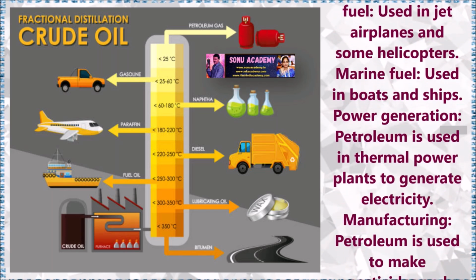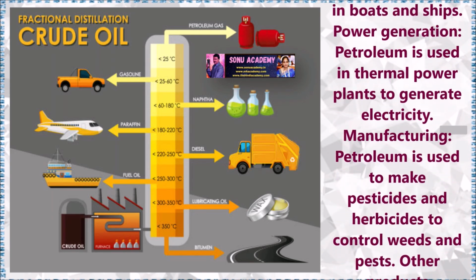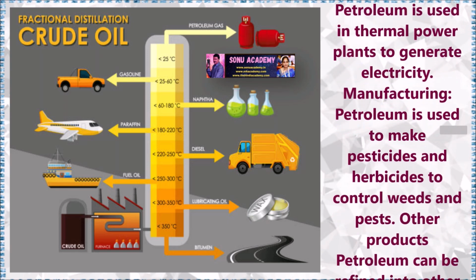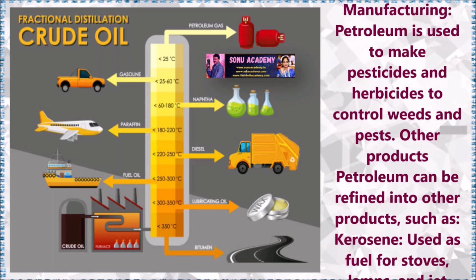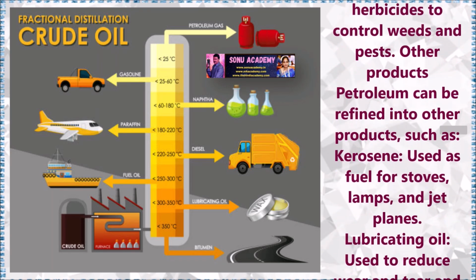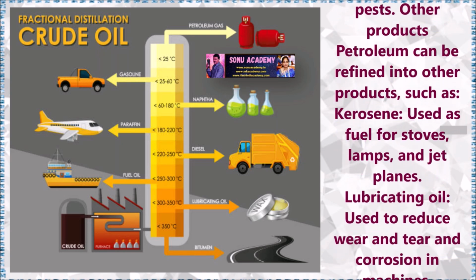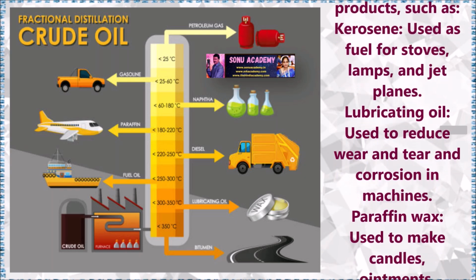Power generation: petroleum is used in thermal power plants to generate electricity. Manufacturing: petroleum is used to make pesticides and herbicides to control weeds and pests. Other uses: petroleum can be refined into other products such as kerosene, which is used as fuel for stoves, lamps, and jet planes.